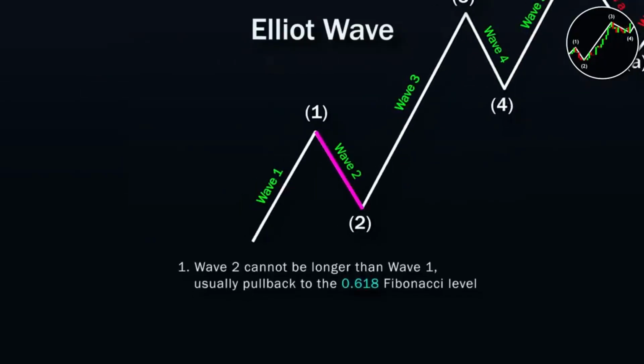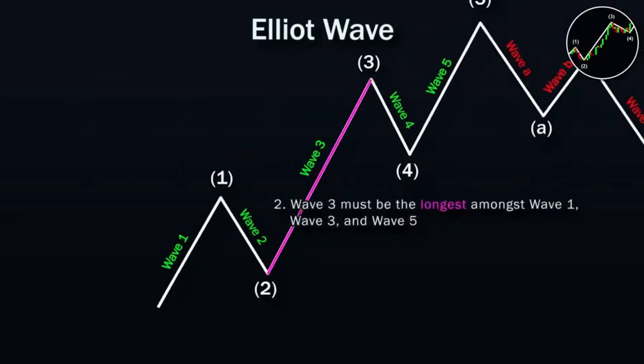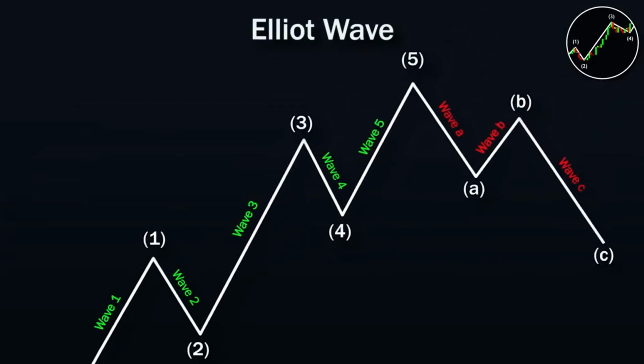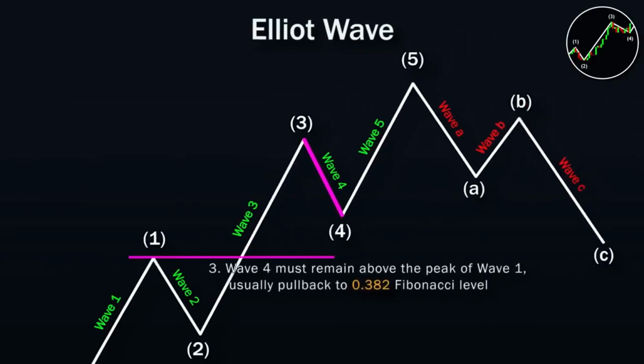First, wave 2 cannot be longer than wave 1 and usually pulls back to the 0.618 Fibonacci level. Second, wave 3 must be the longest wave amongst wave 1, 3, and 5. Third, wave 4 must remain above the peak of wave 1 and usually pulls back to the 0.382 Fibonacci level.